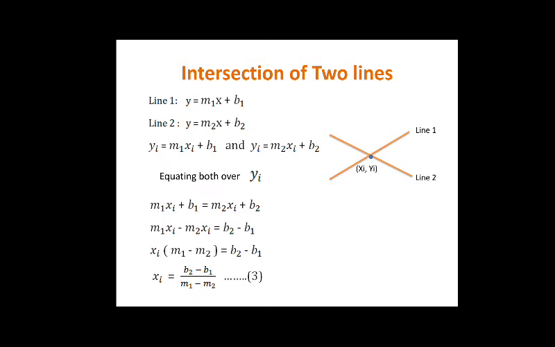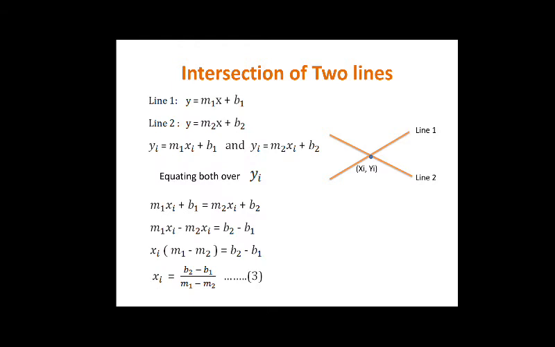Now how will we find out the xi and yi values here? Again I am writing the same equations: line 1 is y = m1 x + b1, line 2 is y = m2 x + b2. Here the x and y coordinates are the same for line 1 and line 2. Whenever I am checking whether a point is lying on the line or not, I just substitute y and x in both equations, right? So yi = m1 xi + b1 and yi = m2 xi + b2. So these are the two equations.